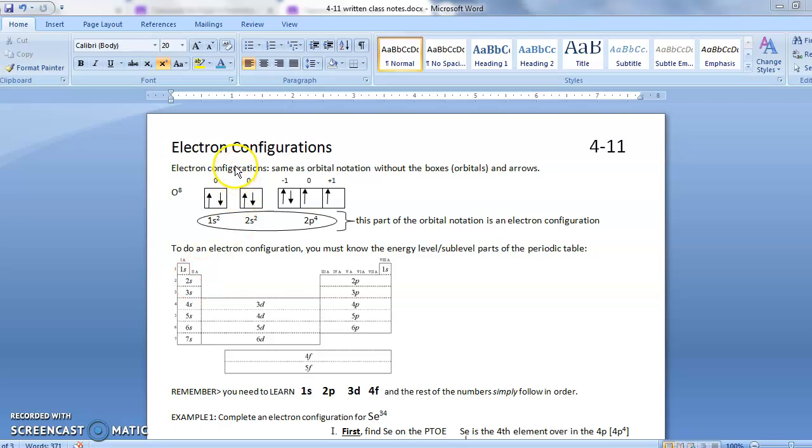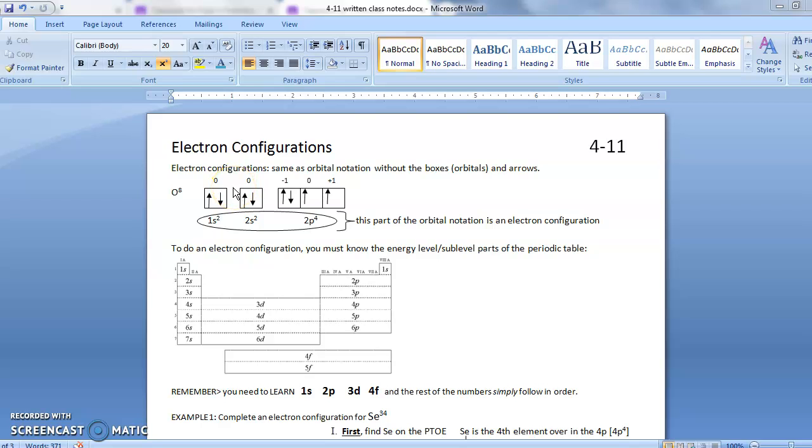The second type of electron configuration that we're going to learn to do is called an electron configuration. This one's actually named after the process of showing where electrons are in general. This is a very, very frequently used way of representing where electrons are.